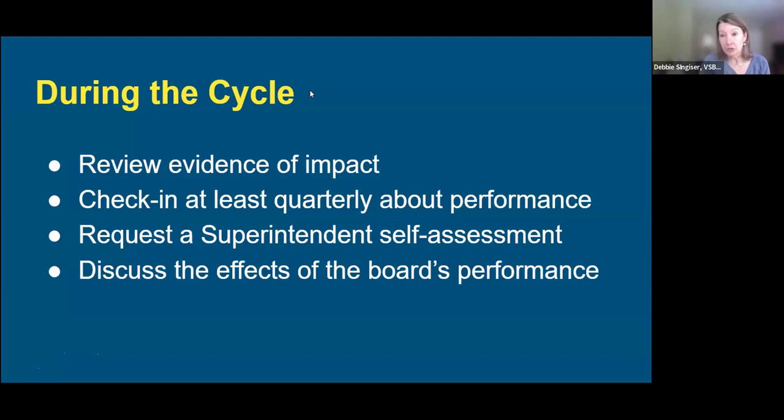And a conversation that should go quite well if the relationship between the board and the superintendent is a healthy one. And when I say healthy, I mean one that's based on mutual respect and trust. Remember that a board and a superintendent together form the governance team, so they should always be working in partnership together to ensure good governance happens.